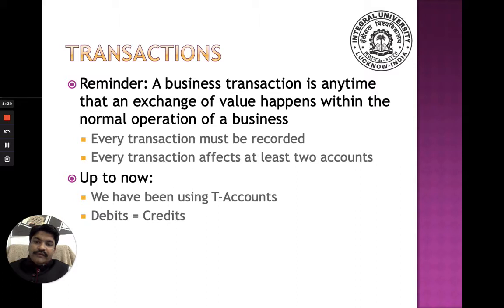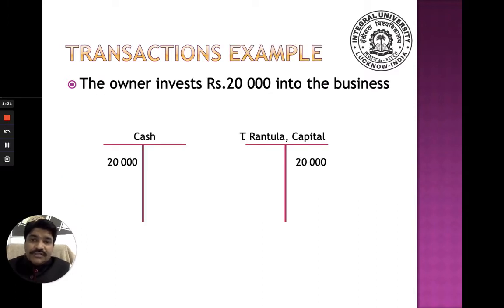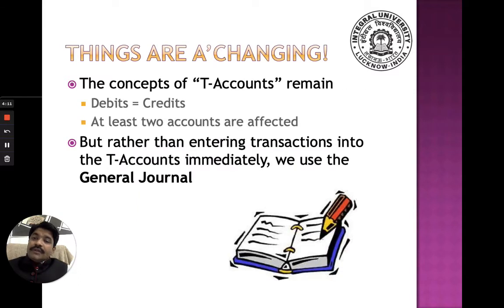Up to now, we have been using T accounts, or T-shaped accounts, where debit equals credit. Transaction example: the owners invested 20,000 into their business. So how will we record it? Cash equals 20,000 on the debit side, and on the other side of the T account, capital is the credit side, 20,000. The concept of the T account remains: debit equals credit.